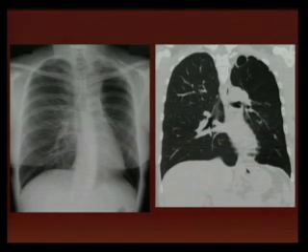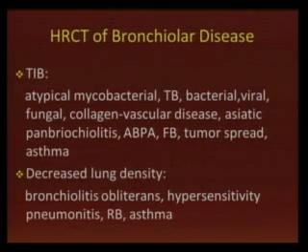Here we have the typical appearance of Swyer-James syndrome. You have a normal right lung. We have a very hyperlucent left lung, and you can see that the left hilum is very small, smaller than the contralateral. So the problem is in this area, and you can see that here the vascularity is less visible than on the other side. So this is the typical appearance of the Swyer-James or Macleod syndrome.